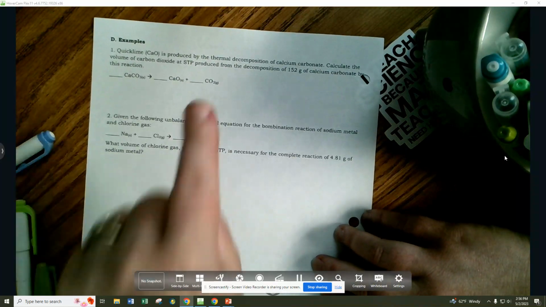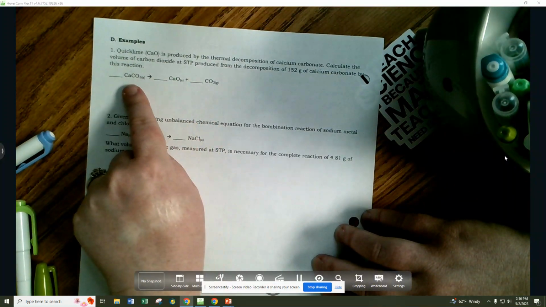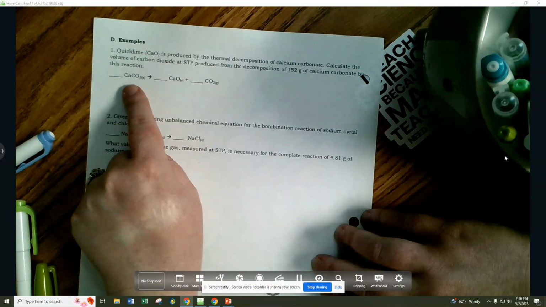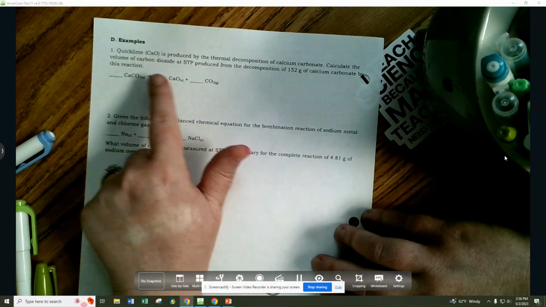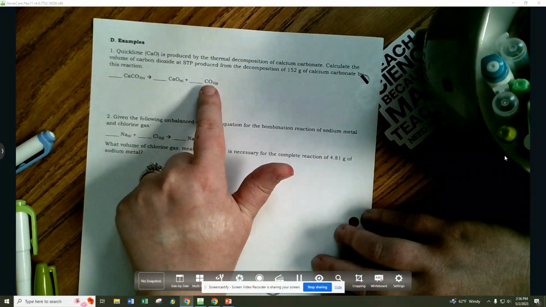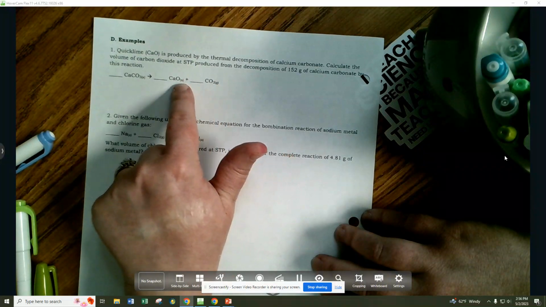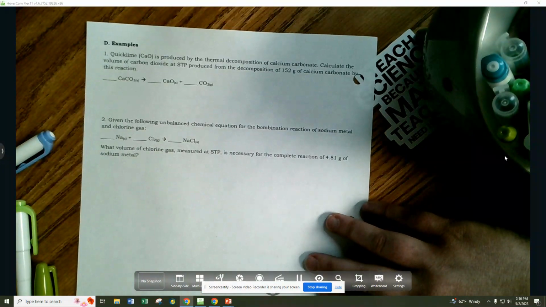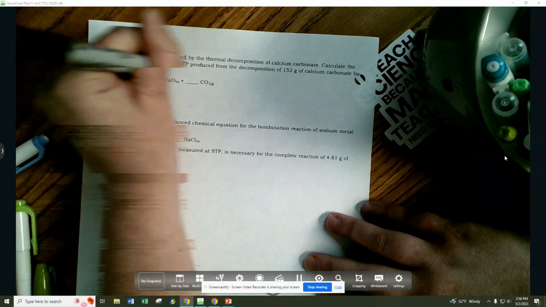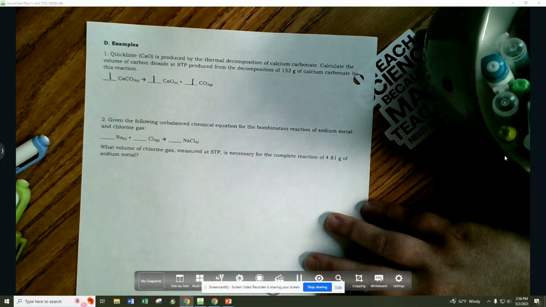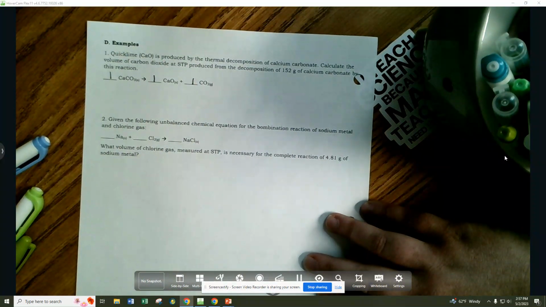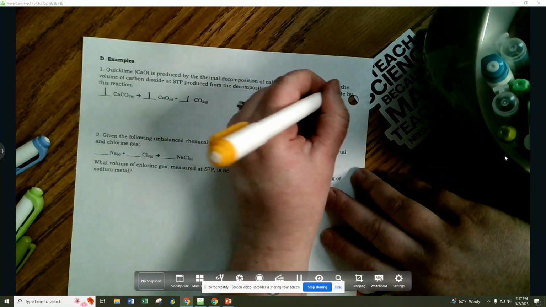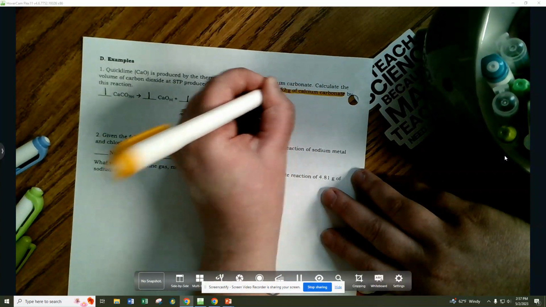So quicklime, CaO, is produced from the decomposition of calcium carbonate. Okay, so the idea is if you look, calcium is balanced, carbon is balanced, and if you total correctly, this is 3 oxygen, so your oxygen are balanced. These are the ones we like. So I'm going to go ahead and write in a 1 just so we know that, yes, that's a balanced equation. Looking at the given, we have 125 grams of calcium carbonate.